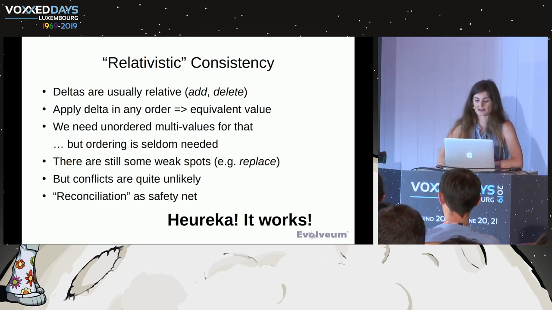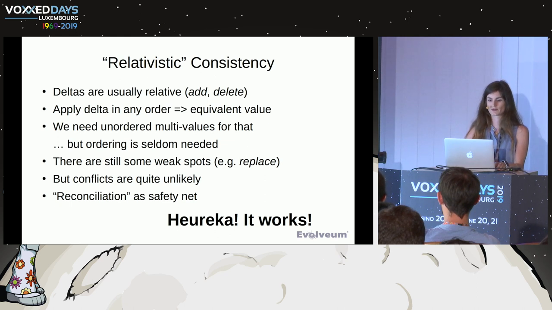And as a safety net, we have a process we call reconciliation, which puts everything together, computes and compares the results to see if everything is as it should be, and if not, it will repair it.